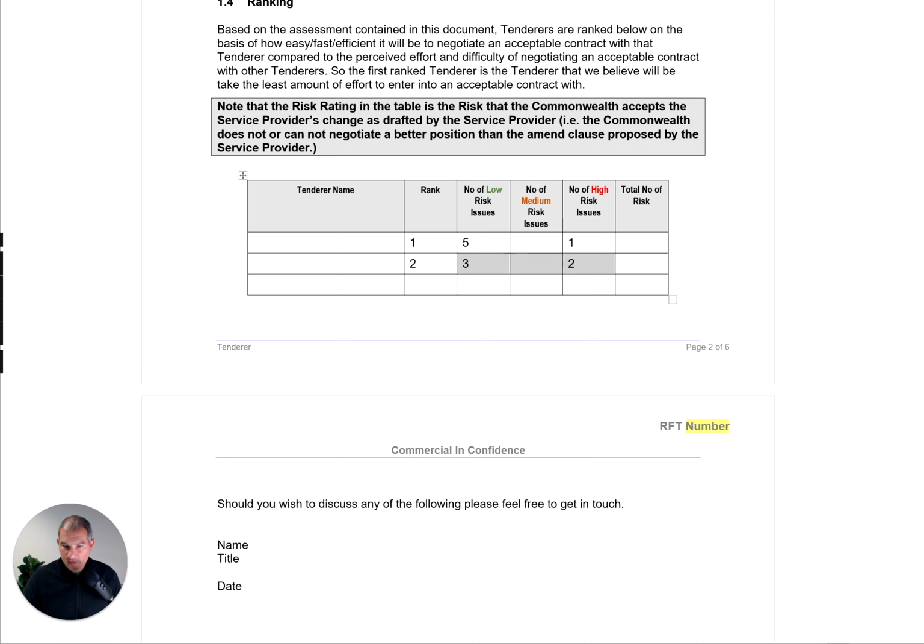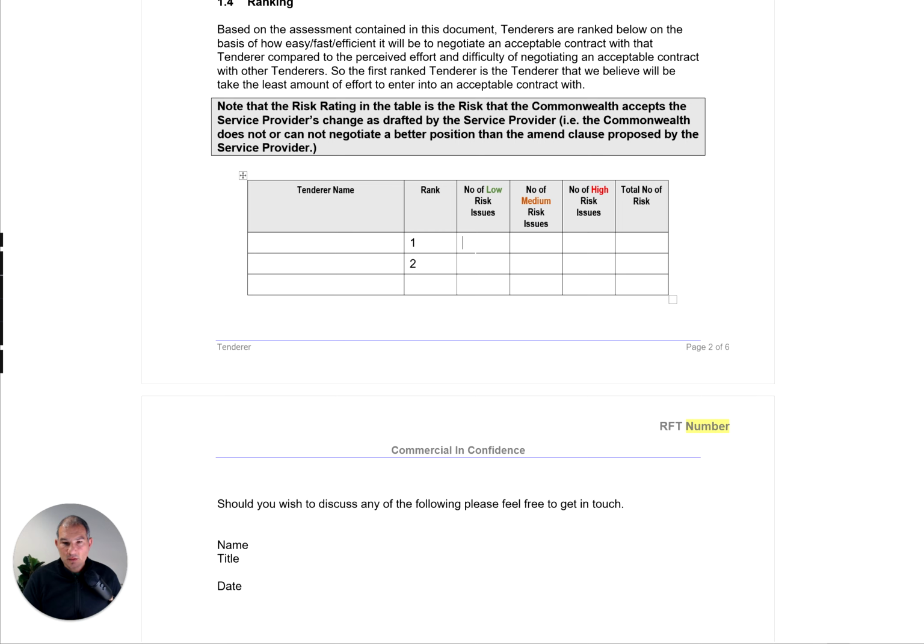And then you would rank them appropriately in terms of how difficult or how much effort is involved to get to a contract that is acceptable to both parties. Now, some agencies will have a scoring or a risk rating that might be high or extreme or something like that. And if a contract is deemed to be at that level, then you can't enter into a contract with a tenderer.